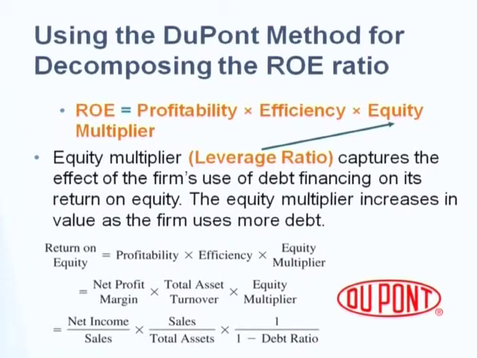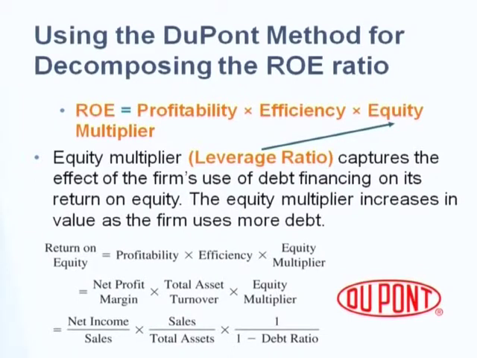Look at the last equation: you see sales can cancel out, and then total assets can also cancel out. If we transform the debt ratio to D/A and rearrange the equation, you will get total assets divided by total equity. So you cancel out with total assets, and the whole thing goes back to net income divided by total equity.